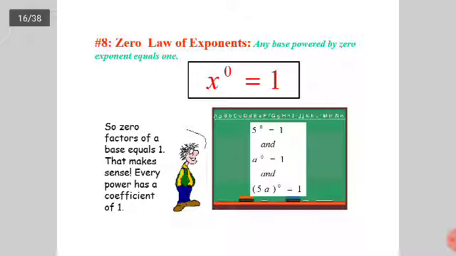Zero law of exponents. Zero law of exponents means x power 0 is equal to 1. Any base powered by 0 equals 1.